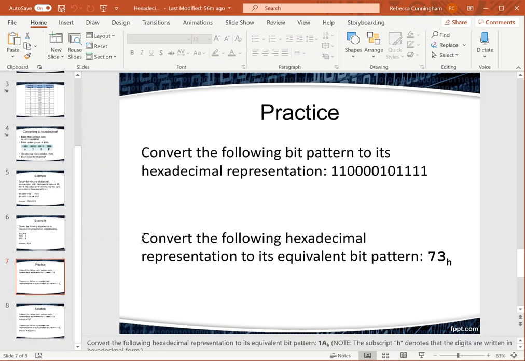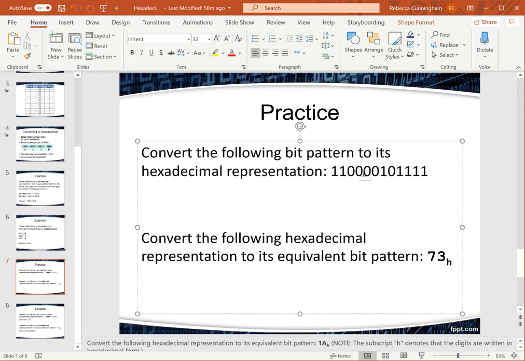So why don't you practice a little bit? You might want to get out your scratch piece of paper and try to convert this bit pattern to its hexadecimal representation. Again, it has exactly 12 bits, so it's nice and even for you. And then here is a hexadecimal representation that you need to convert into bit patterns. See, here it's 73, which looks like 73, but it's not. It's written in hexadecimal, so that's how you know that you need to convert it into bit patterns.